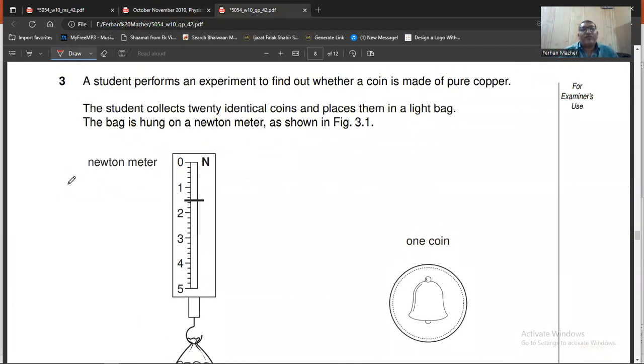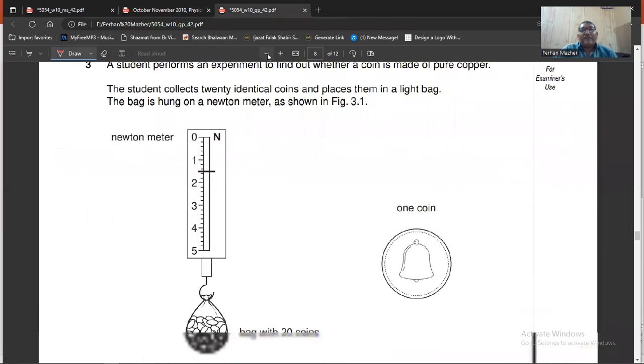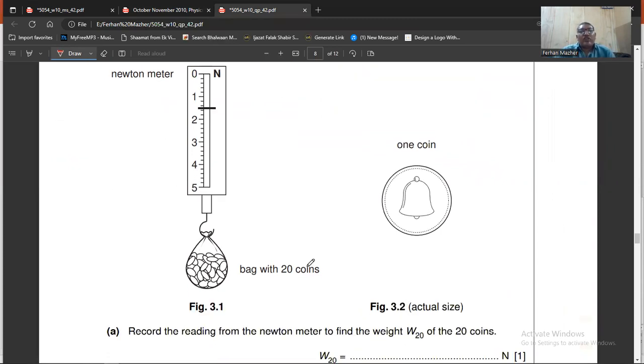He says a student performs an experiment to find out whether a coin is made of pure copper. So the student collects 20 identical coins and places them in a light bag. The bag is hung on a Newton meter as shown in figure 3.1. So here we have 20 coins. The Newton meter is showing a reading of 1.5 Newton. This is one coin and this is actual size.